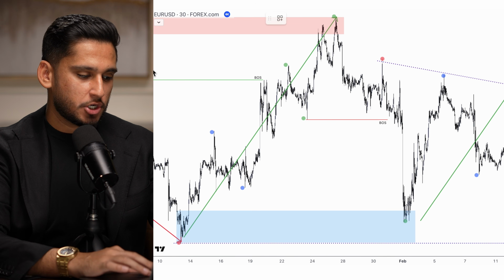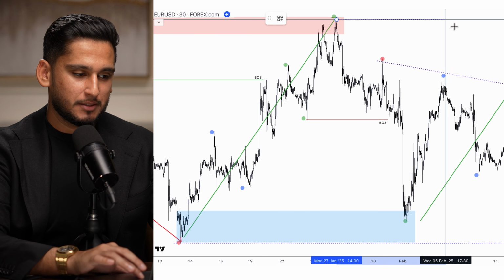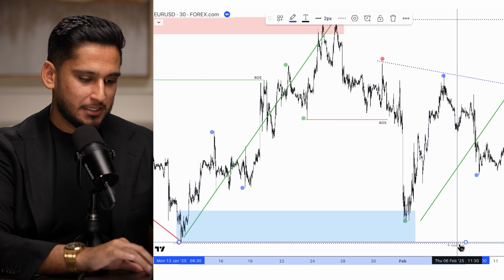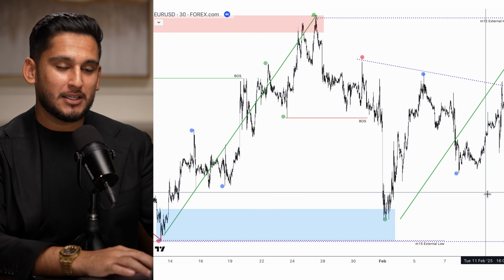So this time frame's external structure is this low in the market that led to this bullish break of structure to make this high in the market. And that's going to be our M15 external high. And down here is going to be our M15 external low. Now we've got our M15 external high and low. That's our trading range. That's what we need to focus on.